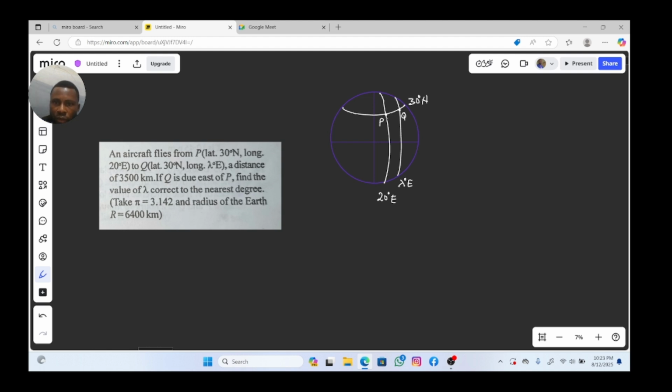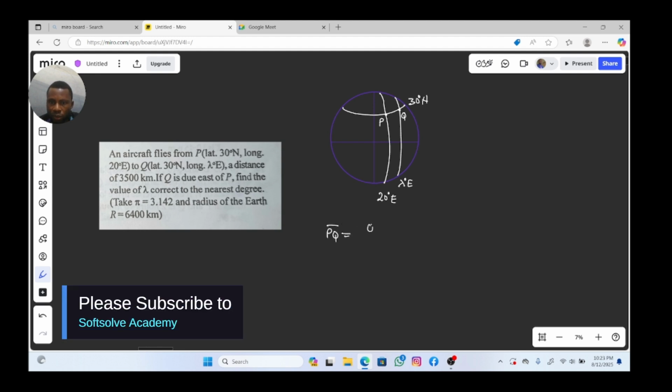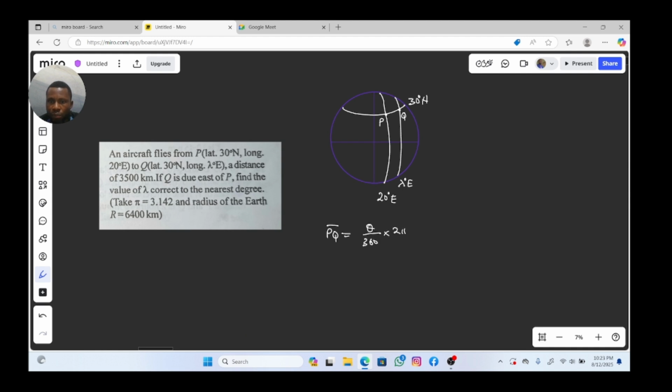So already we have got the distance between P and Q. So what we are looking for now is this lambda. So the question says find the value of lambda, correct to the nearest degree. So I'll begin by saying PQ distance. The distance PQ is equal to theta over 360 times 2 pi capital R cos alpha, because it is along the parallel of latitude. So let's get theta. Theta is what we are looking for, so there's no value for theta yet.